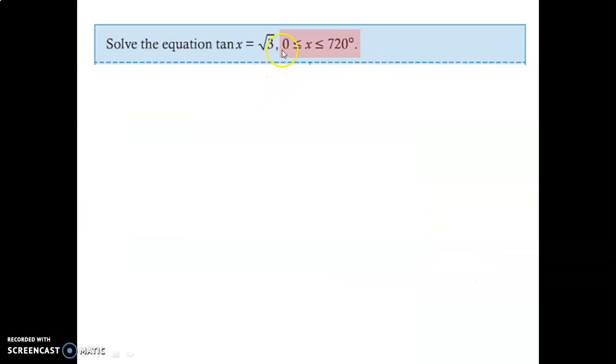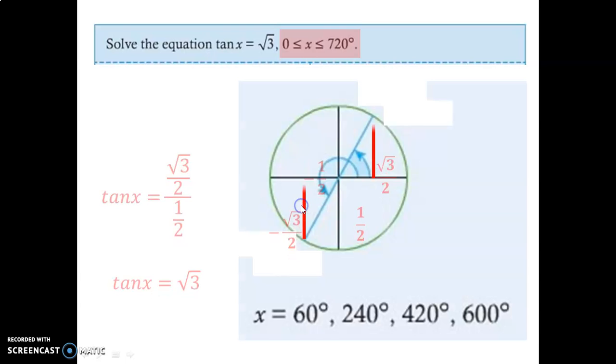Try it. Notice we can go from 0 to 720. That means once around the circle or twice. So imagine going beyond 2 pi another time. What would the angles be? Check your work here.